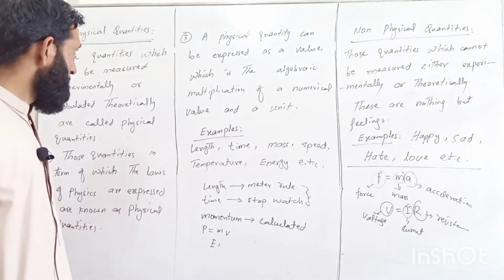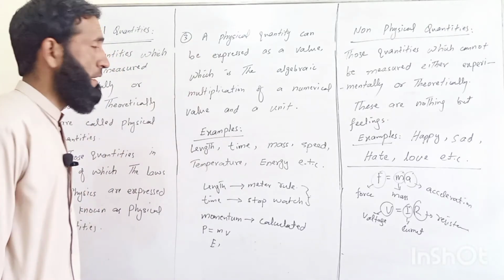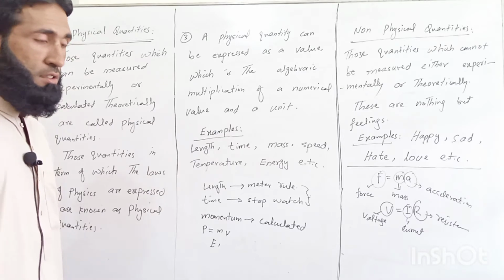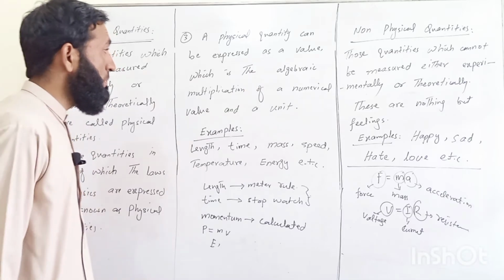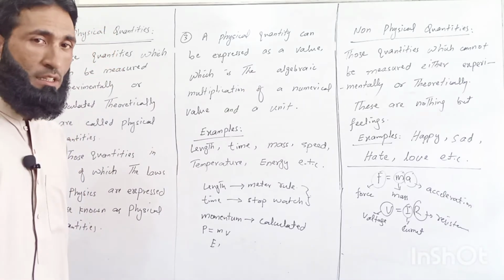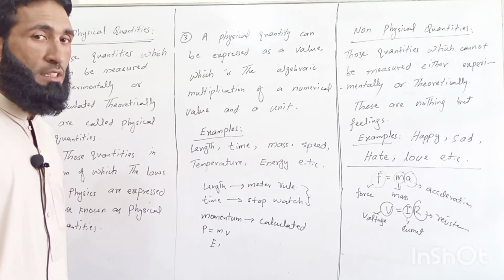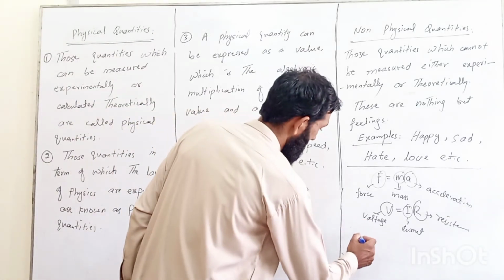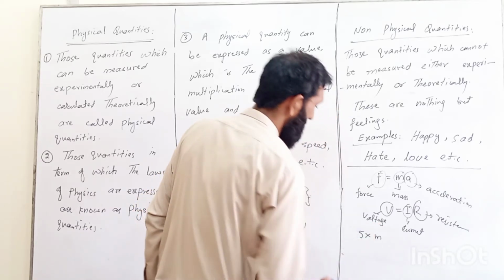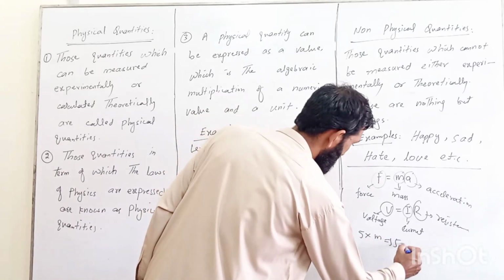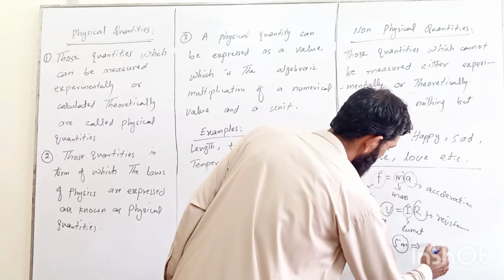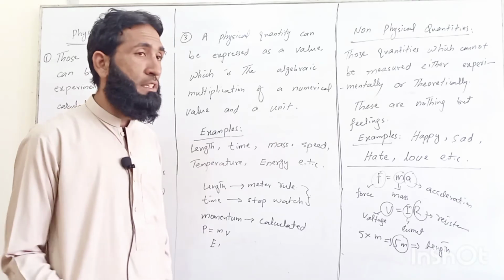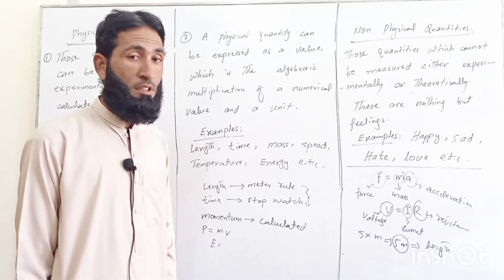Now, according to the third definition, a physical quantity can be expressed as a value which is the algebraic multiplication of a numerical value and a unit. So what does it mean? It means that if we multiply a numerical value with a specific unit, then it becomes a physical quantity. So, according to this definition, if we multiply 5 with a unit, that is meter, then it becomes 5 meter. It means 5 meter represents a physical quantity which is known as length. So, when we multiply a unit with a numerical value, it becomes a physical quantity.